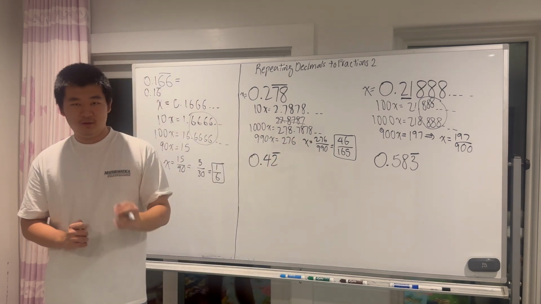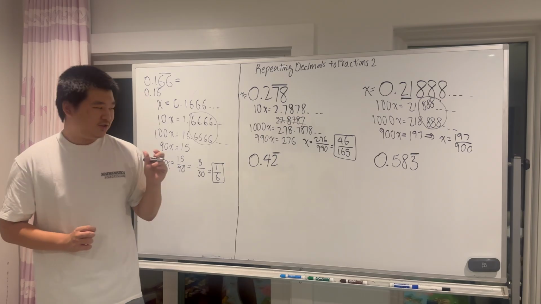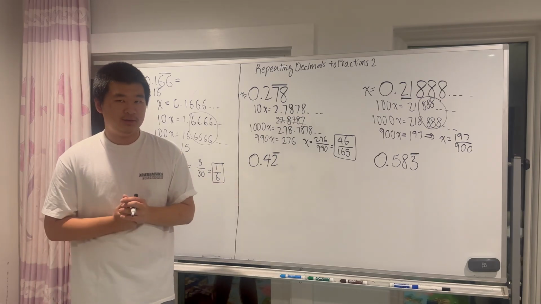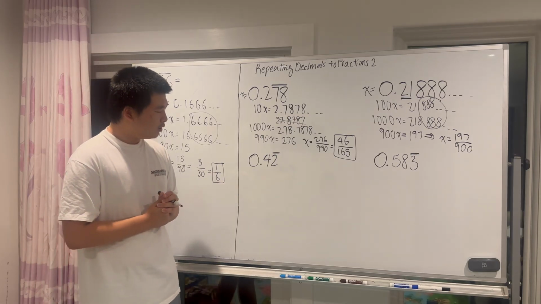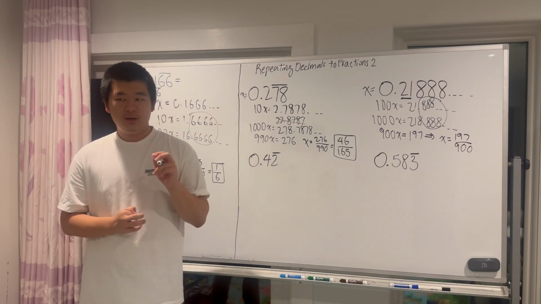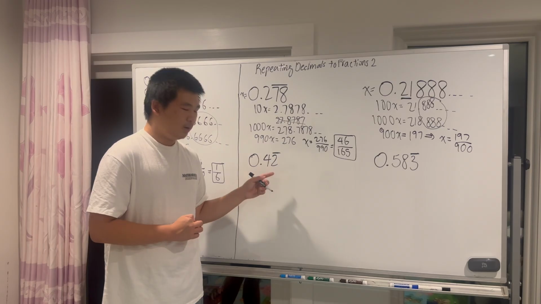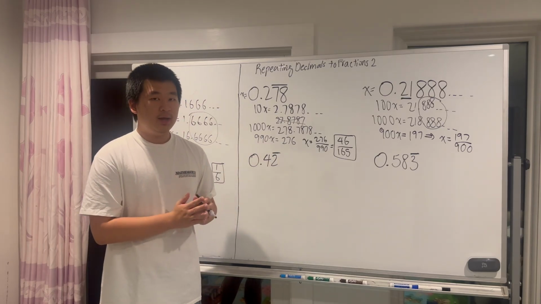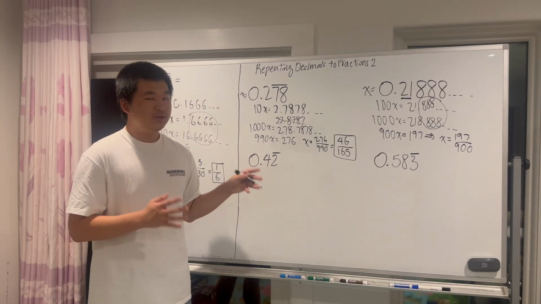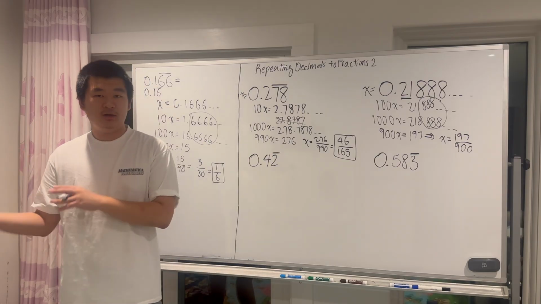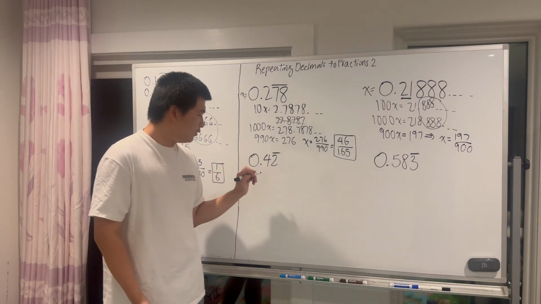If that is a little bit too complicated right now, let's just do a bit more practice and hopefully you can see what's going on. So 0.42, let's use our trick. 0.42, so okay, what's our numerator of the fraction going to be? It's going to be, remember, the whole number, so like 42 minus the non-repeating part. 42 minus 4 is going to be 38.